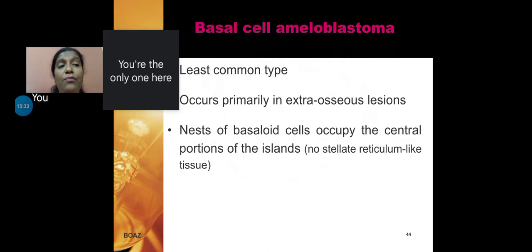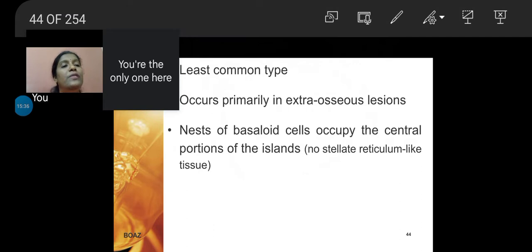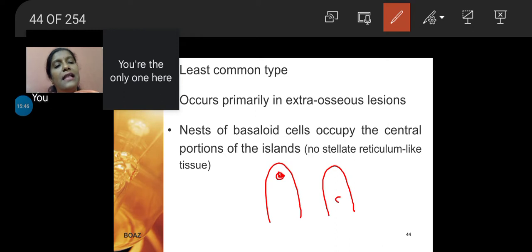What are basaloid type of cells? A tall columnar cell with reversal of polarity will be an ameloblast, whereas a not very tall columnar, or more cuboidal, cell with a dense staining nucleus occupying almost two-thirds of the cytoplasm will be a basal cell. Because the nucleus is a very prominent structure inside the cell, it appears bluish in nature.